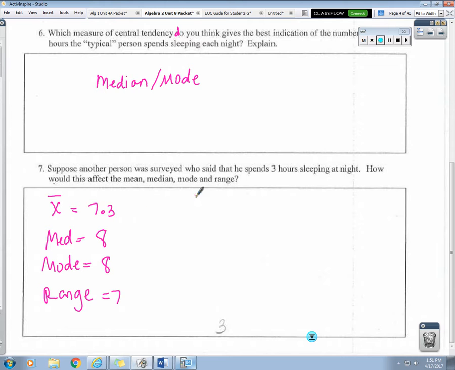So when we compare these, how did it compare with the mean? Lower. Not much, but a little bit. How did it compare with the median? The same. How did it compare with the mode? The same. And how did it compare with the range? It went higher because you had an outlier which made the spread of data further apart.